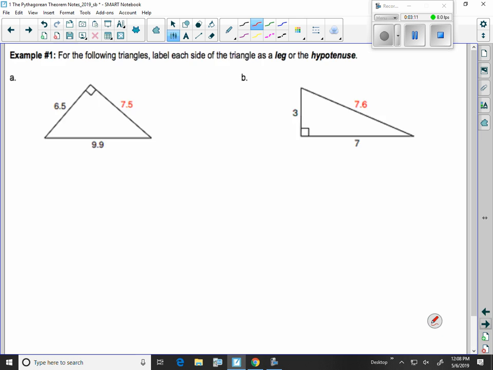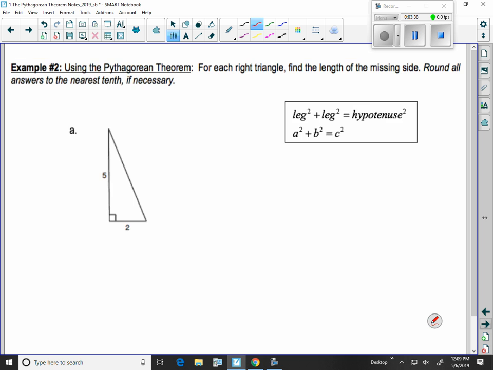All right, example 1. For the following triangles, label each side of the triangle as a leg or a hypotenuse. Okay, 6.5, what is it? Leg. What about 7.5? And 9.9? What about 3? Leg. What about 7.6? Hypotenuse. And 7? Leg. So hopefully we know what those are.